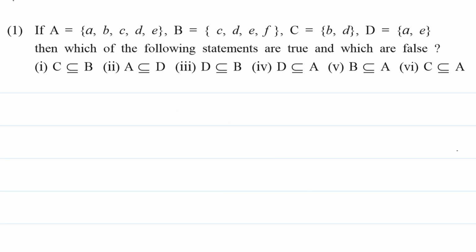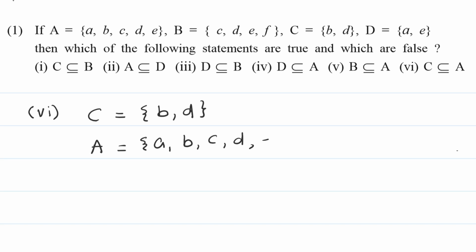Now consider the last one. C set has 2 elements B and D, and set A has 5 elements A, B, C, D and E. So B is an element of C as well as A. D is an element of C as well as A. So all elements of set C are present in A, and therefore C subset of A is true.